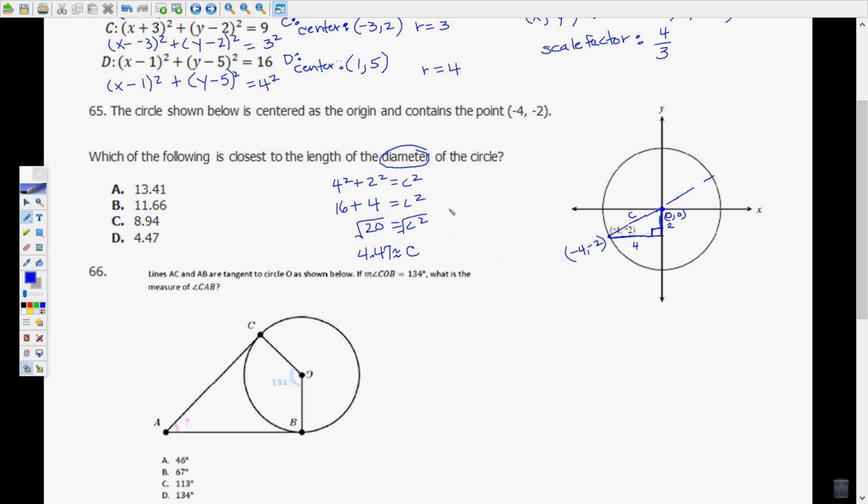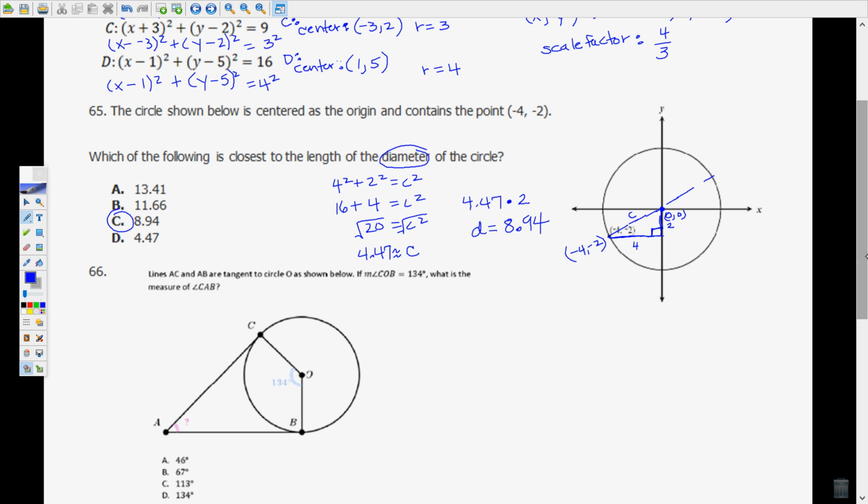Okay, so we're looking for the diameter, so that means you take 4.47 and you times 2, because remember, the radius times 2 gives you the diameter. And so the diameter would equal 8.94.